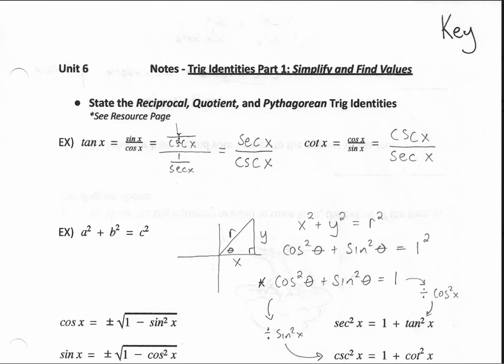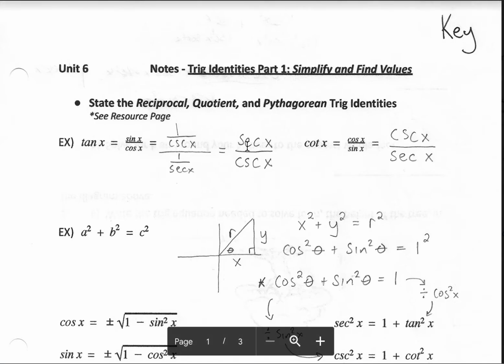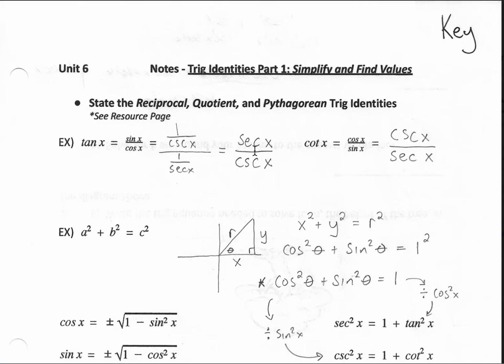So if I just change those identities right there and do a little division of fractions, so I'm multiplying by a reciprocal, that's going to put secant on top and cosecant on the bottom. So here's another ratio that represents tangent, another identity that we can rewrite tangent using. Cotangent, of course, would be the reciprocal of that, cosine over sine, or cosecant over secant.